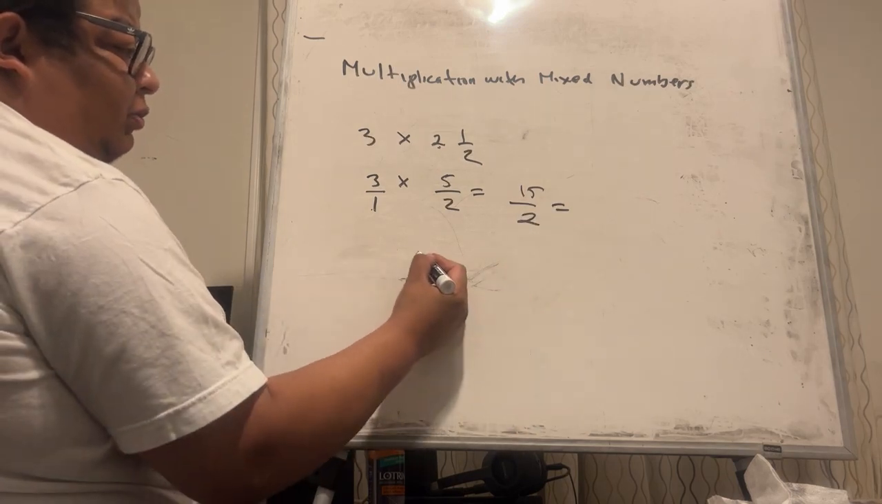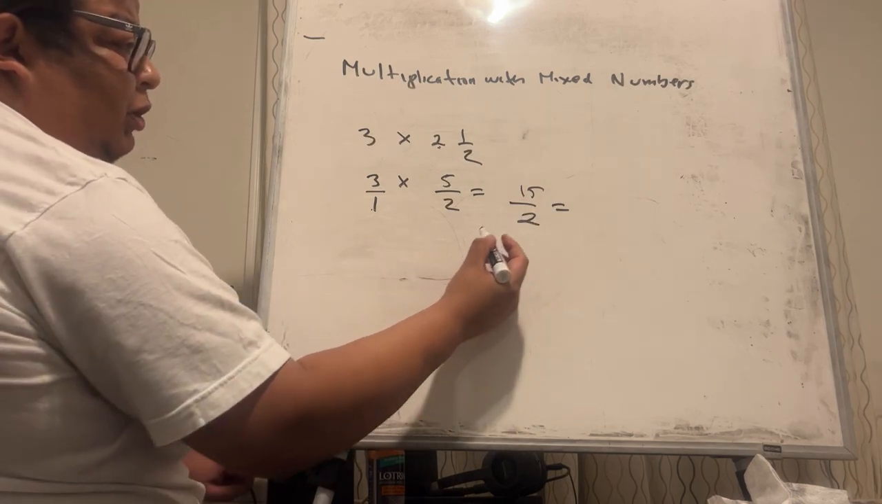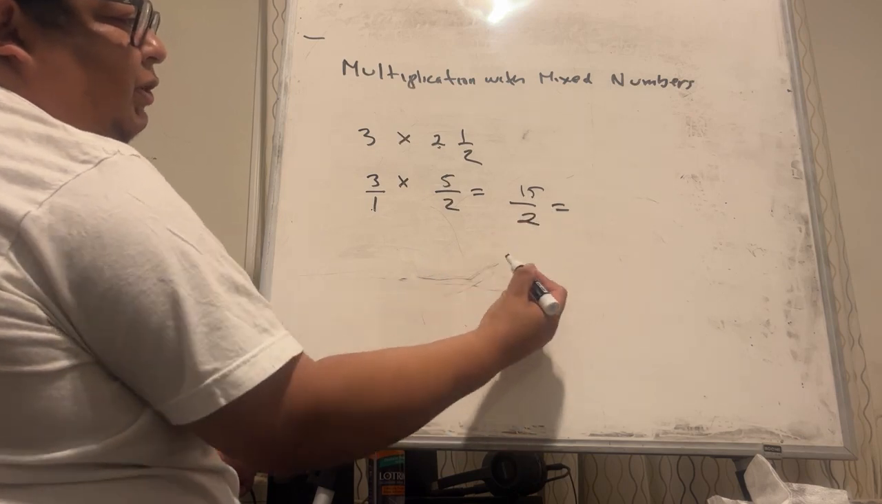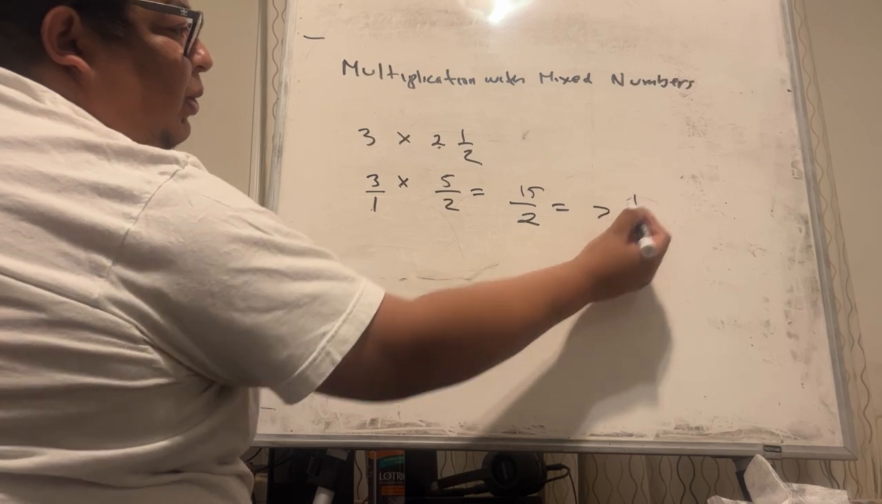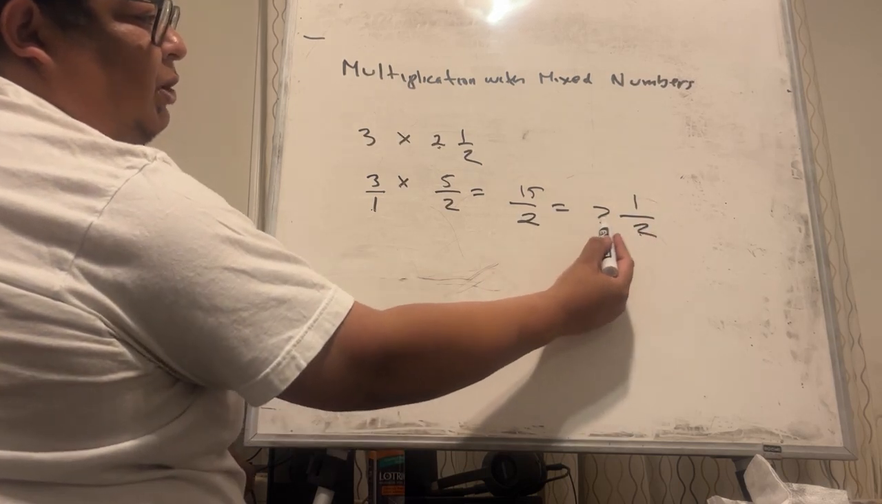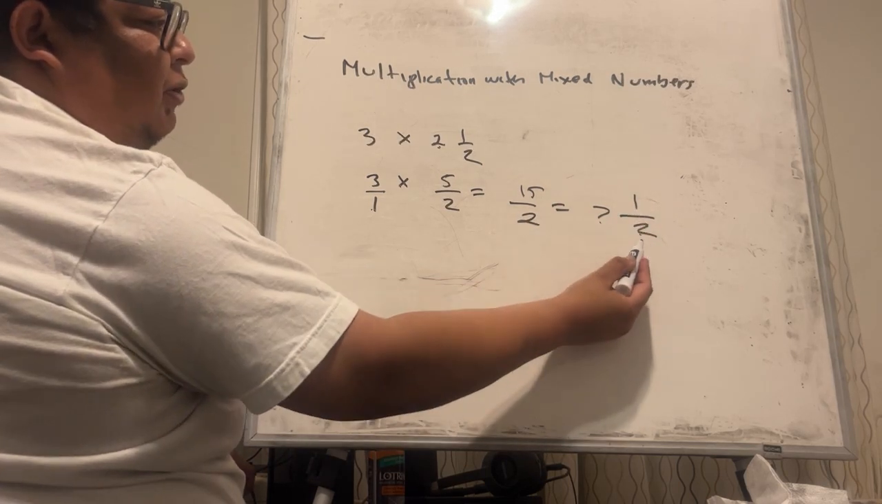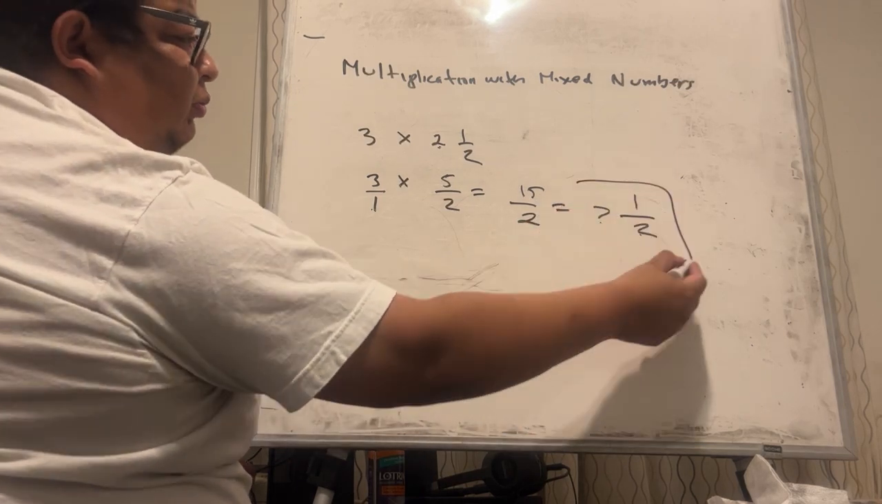Okay, so now how many times does 2 go into 15? 7 times. So we put 2 times 7 and 1. 2 times 7, 14 plus 1, 15. 15 over 2, which is this.